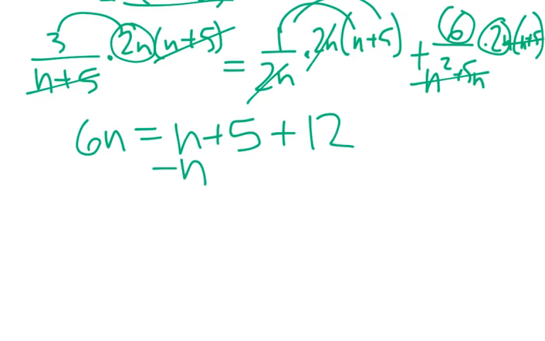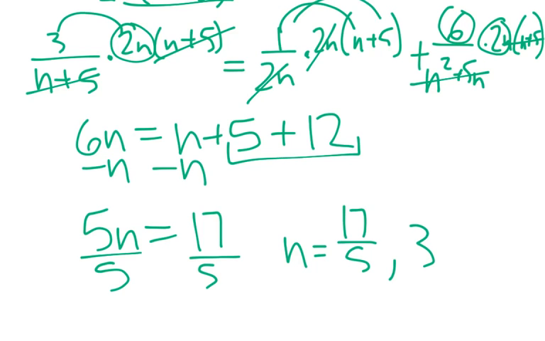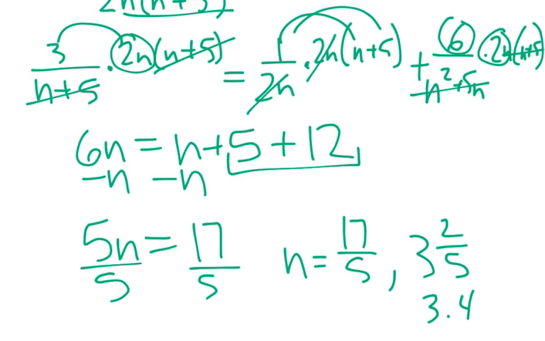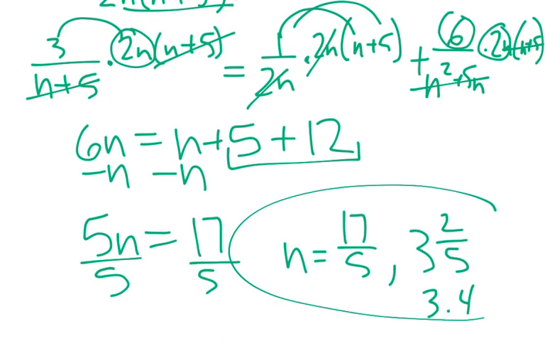Now we simplify. Subtract n, 5n equals 5 plus 12 is 17. Divide by 5. We get n equals 17/5, or 3 2/5, which would be like 3.4. Okay, looking back up there, 3.4, no way to get rid of it, right? No minuses or anything, so that looks legit.